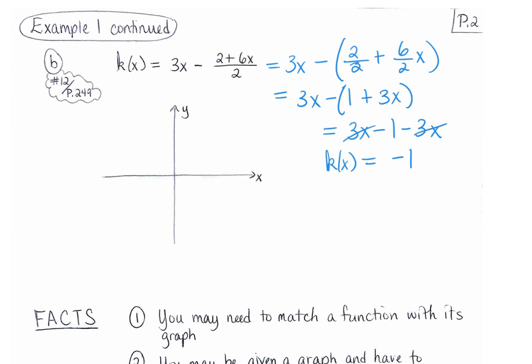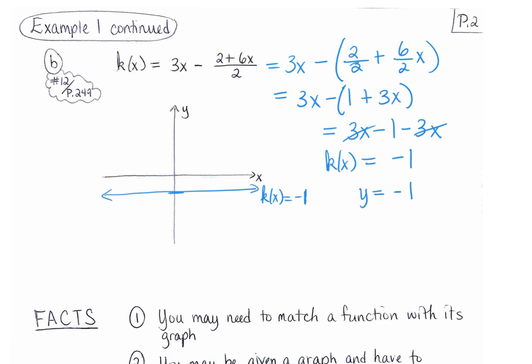What kind of line is that? Horizontal. Through what? Very good. Horizontal line through negative 1. So this is k of x equals negative 1. Very good. Okay?